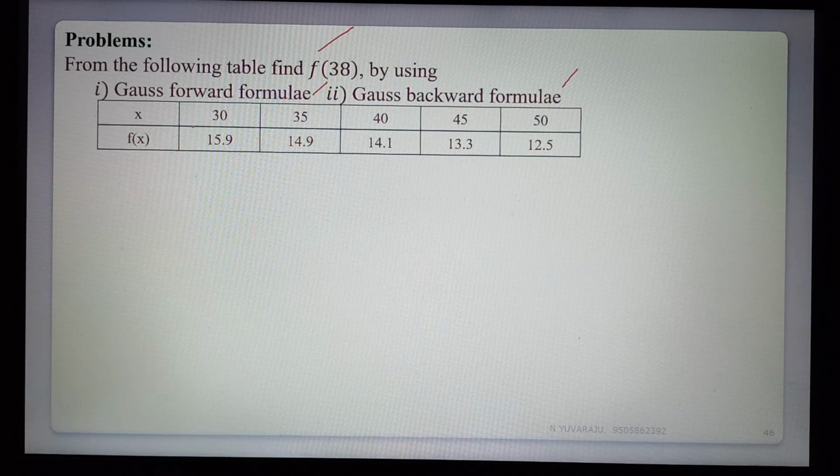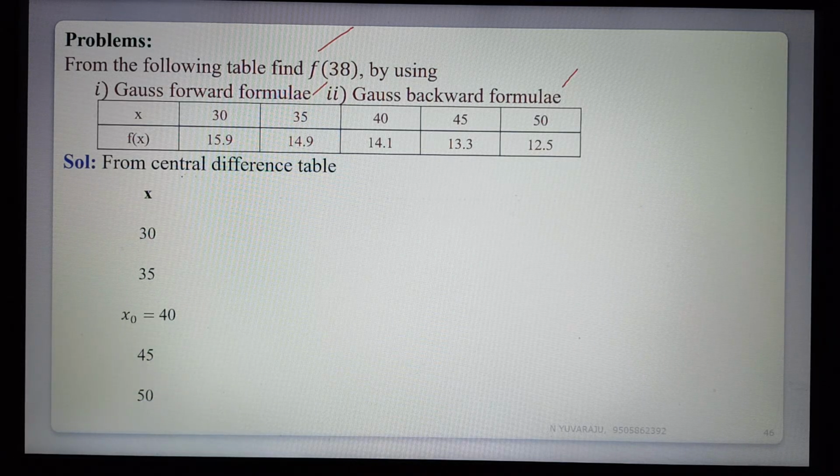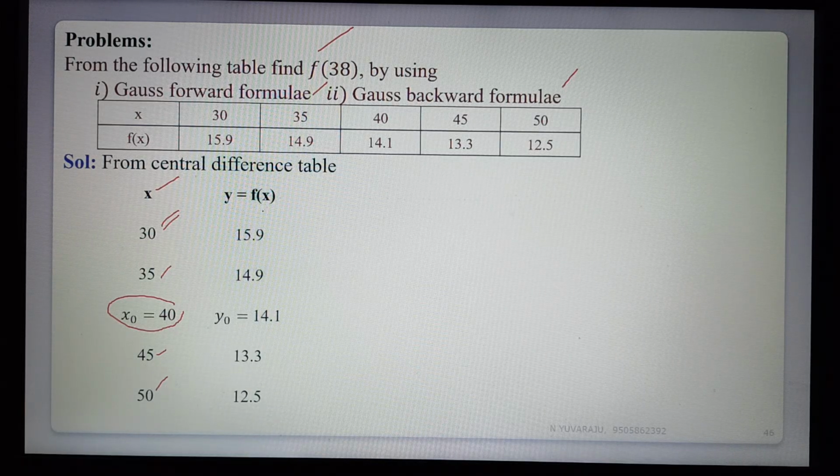First, we find the central difference table. Here are the x values; assume this is the central point x naught. This is x minus 1, x minus 2, and this is x1, x2. Totally 5 values, up to 4th order. Next the y values, f of x. Assume this is the central point y naught. This is y minus 1, y minus 2, y1, y2.